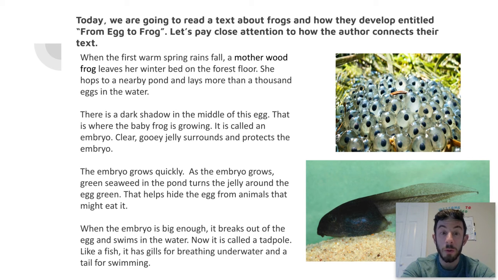The embryo grows quickly. As the embryo grows, green seaweed in the pond turns the jelly around the eggs green. That helps hide the egg from animals that might eat it. When the embryo is big enough, it breaks out of the egg and swims in the water. Now it is called a tadpole. Like a fish, it has gills for breathing underwater and a tail for swimming.